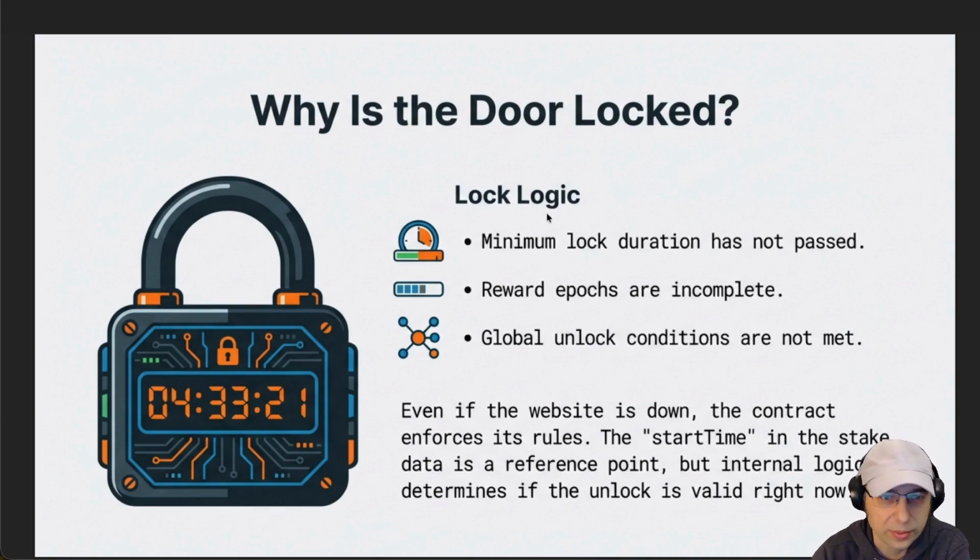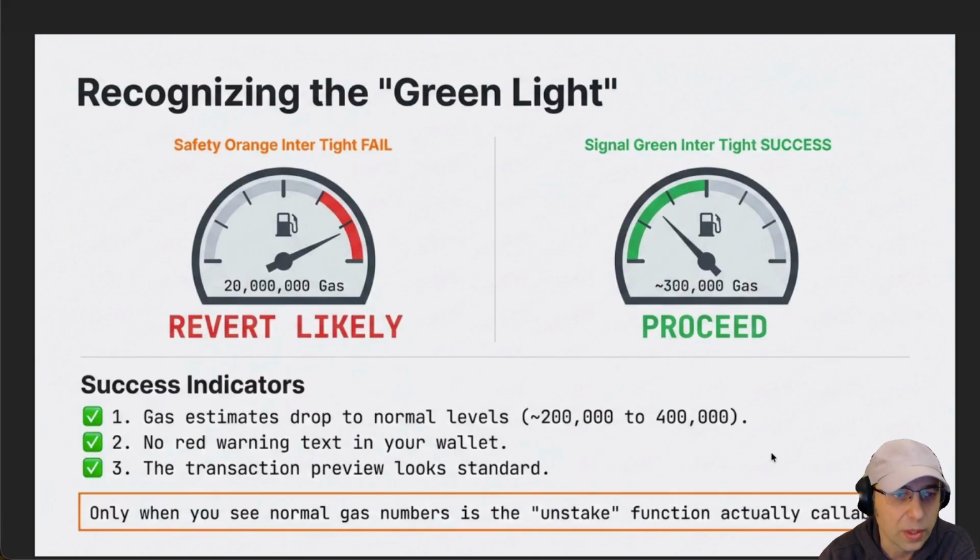Why is the door locked? Lock logic: minimum lock duration has not passed. That can be one of the logics. Reward epochs are incomplete. Global unlock conditions are not met. These are the general rules why this transaction is failing. The start time in the stake data is a reference point, but it can also be locked in time, as I said. So let's continue.